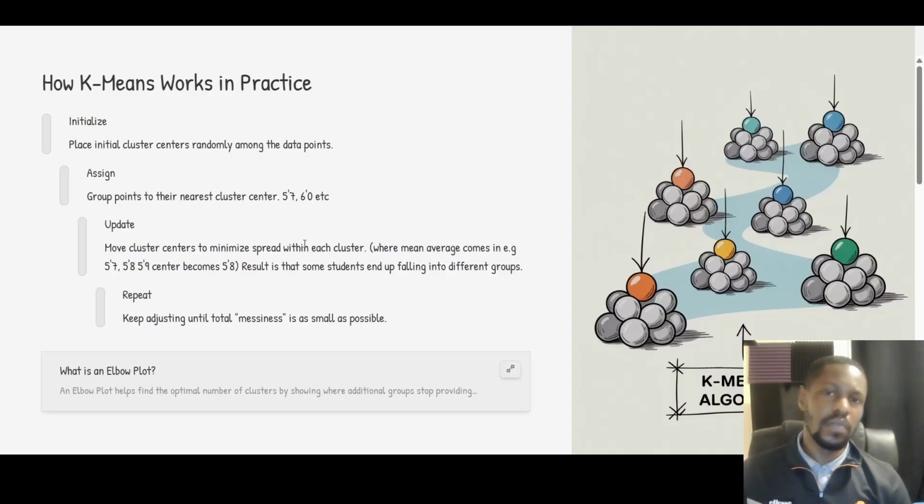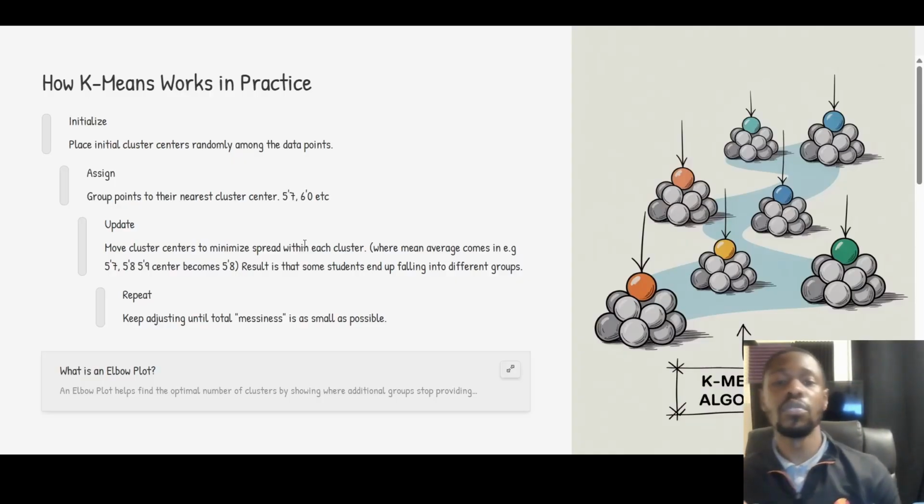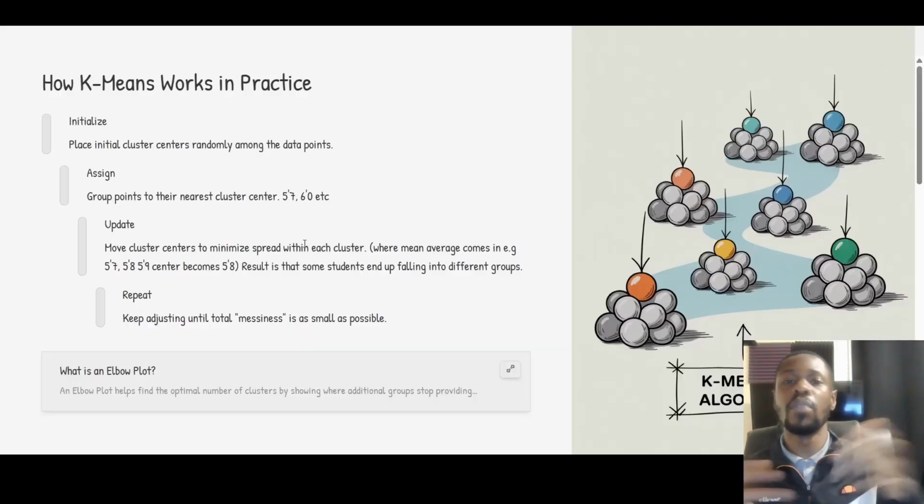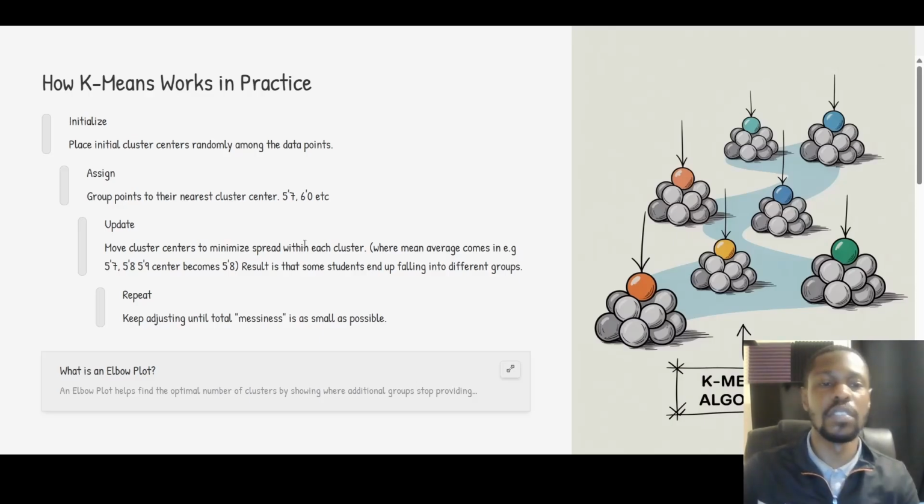And so when we repeat the process, we'll find that some students might end up falling into different groups, especially if we have a very high variance within groups initially. Then when we move the center point, people that were previously falling into 4'5", now if the center point is 5'0", are going to start falling into different categories. I hope that makes sense. And so you just keep adjusting until the total messiness, so to speak, is as small as possible.